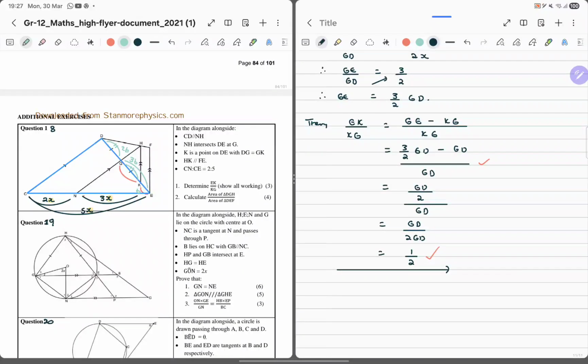The next one says, are we able to squeeze it here? So 18.2, we have area of triangle DGH over area of triangle DEF. DGH is this one.